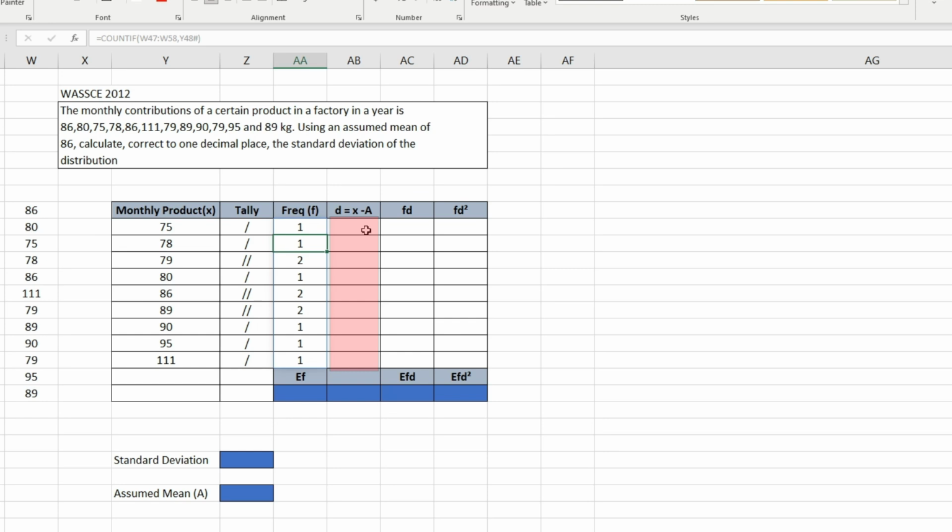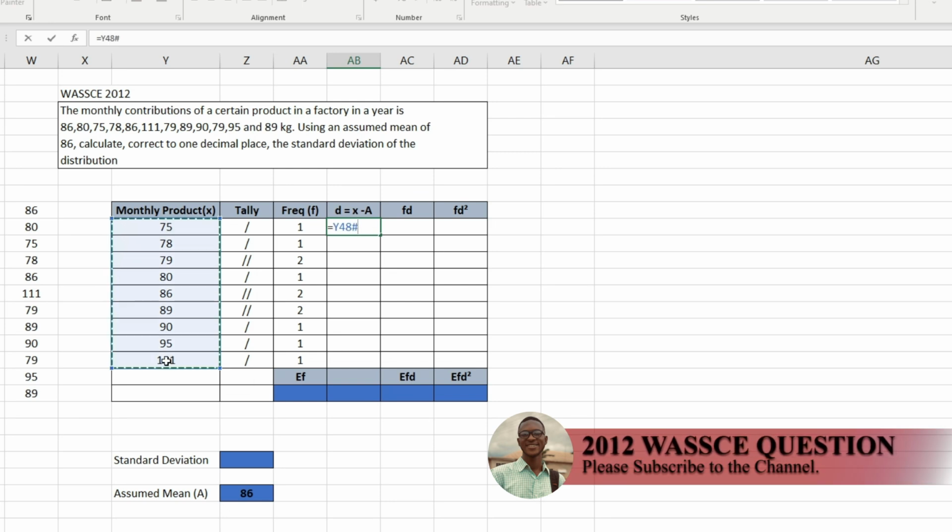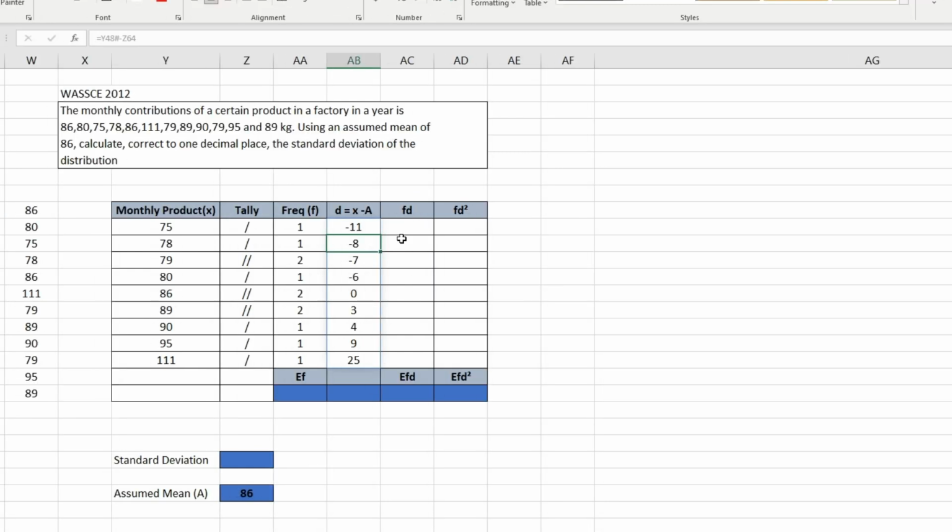Alright, so with our deviation, we know that our assumed mean is 86. So over here, we need to get our 86 in here. And then we are going to use the formula, which is equal to this particular product minus the assumed mean over here. And there you go. Okay, so with our FD here, we just need to multiply the deviation by the frequency, and then we get the results here. Very well. With our FD square as well, we just need to multiply the FD by the D one more time, and then we get our results.